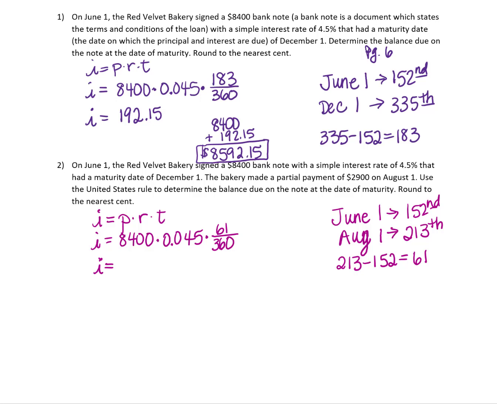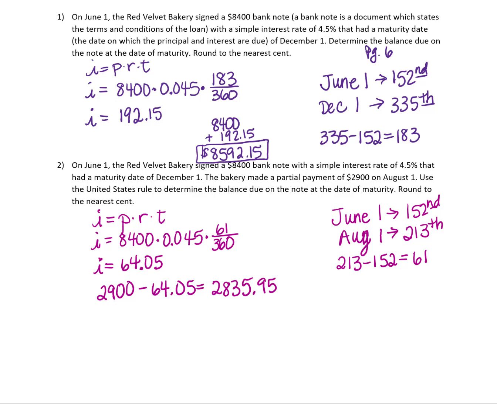And so the interest up until that first partial payment is made is $64.05, if we multiply all that together. The partial payment is $2,900. We need to subtract the interest from that to find out how much is going towards the principal. If we subtract those, we get $2,835.95. So this is the amount that's going towards the principal.